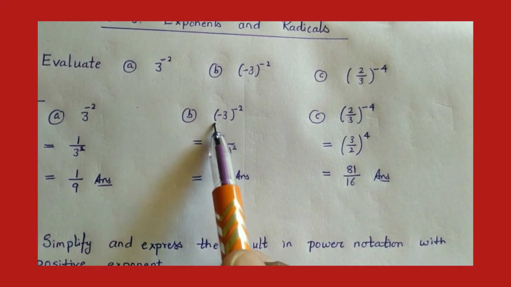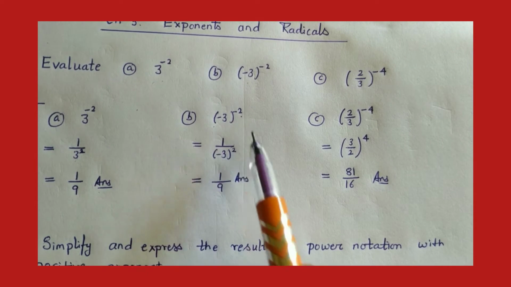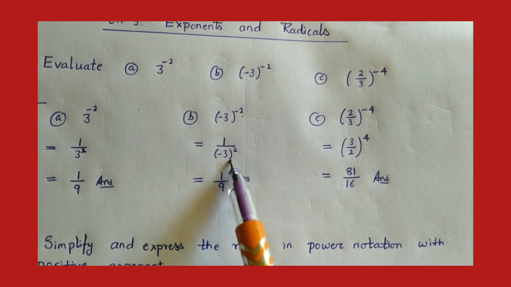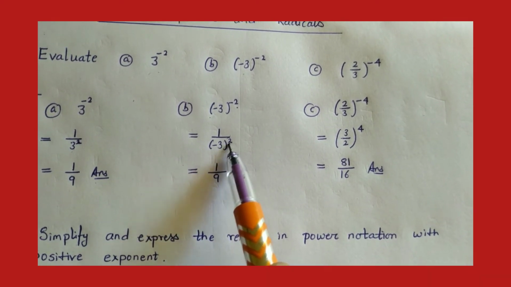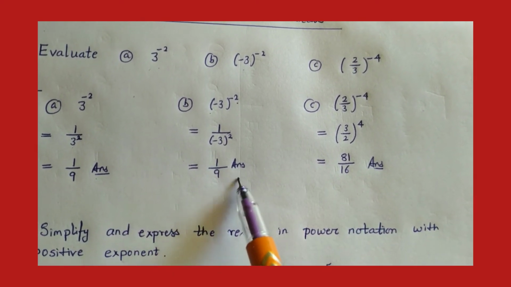B: minus 3 to the power minus 2. This can be written as 1 by (minus 3) whole to the power 2. And minus 3 into minus 3, minus times minus is plus, 3 threes are 9. 1 by 9 is the answer.